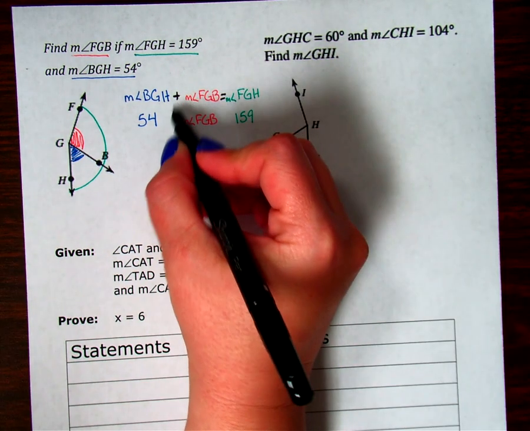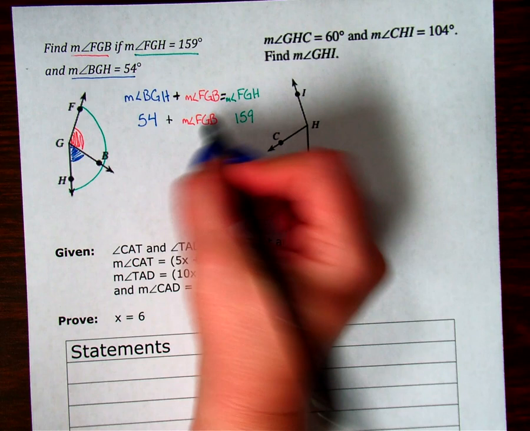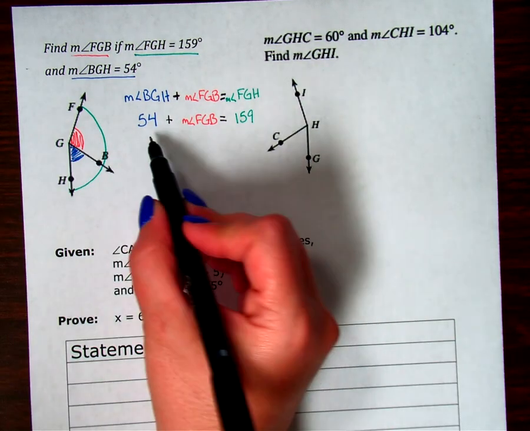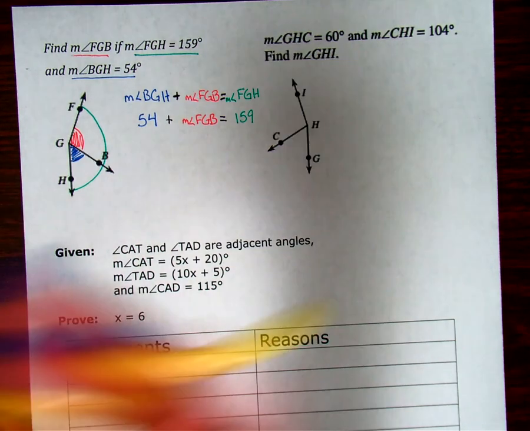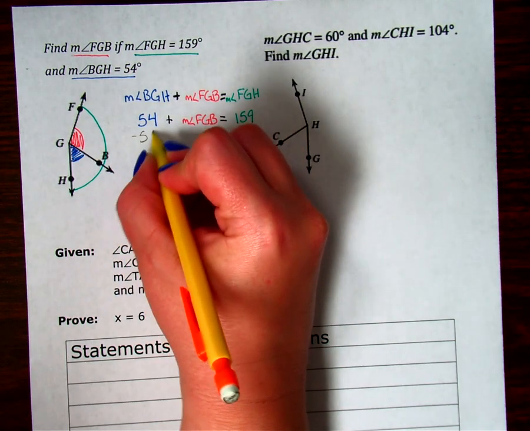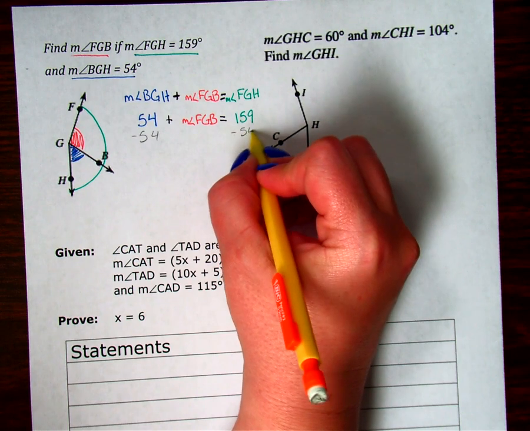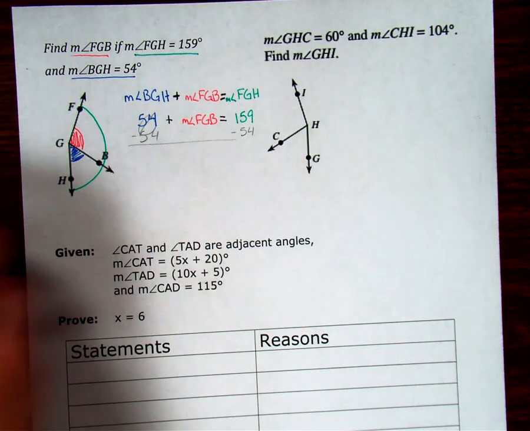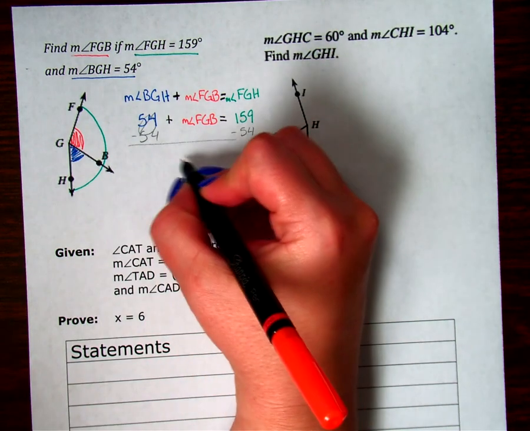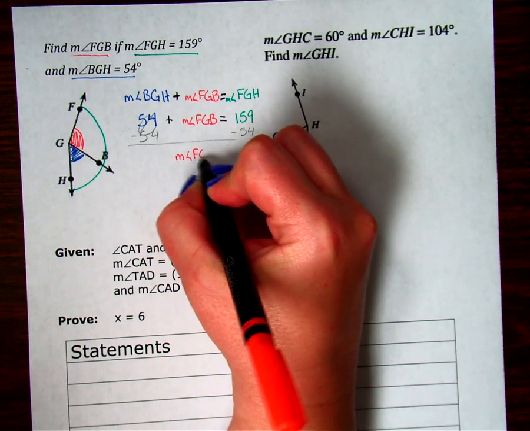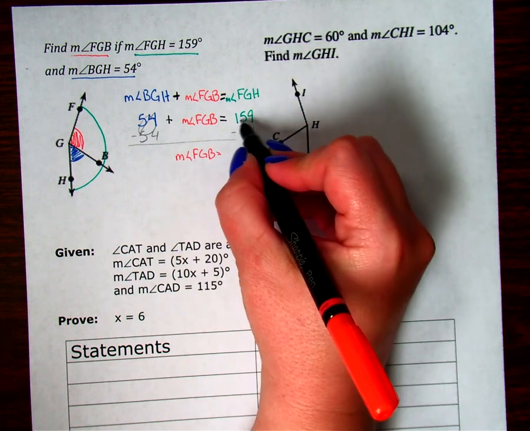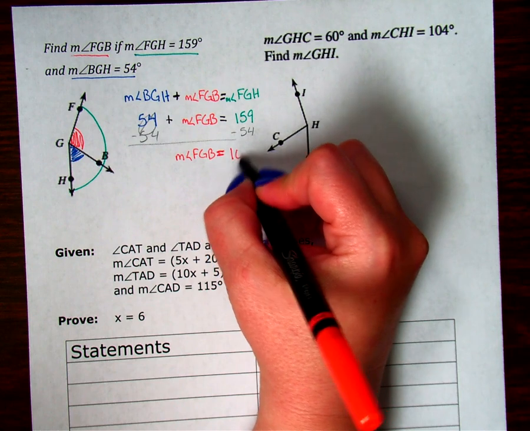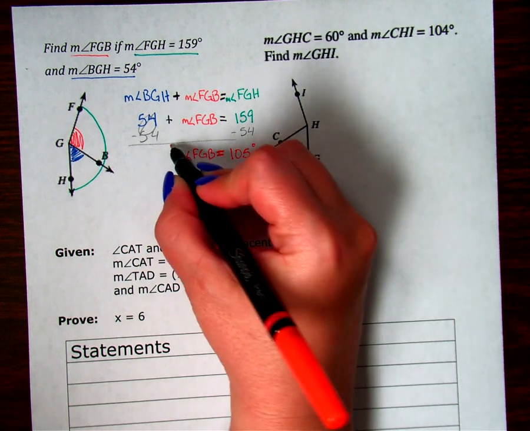So remember, you're adding together the two smaller angles to equal the whole angle. Okay? So what I need to do now is my subtraction property of equality and subtract 54 on both sides. And I get that the measure of angle FGB equals 159 minus 54, which is 105 degrees.